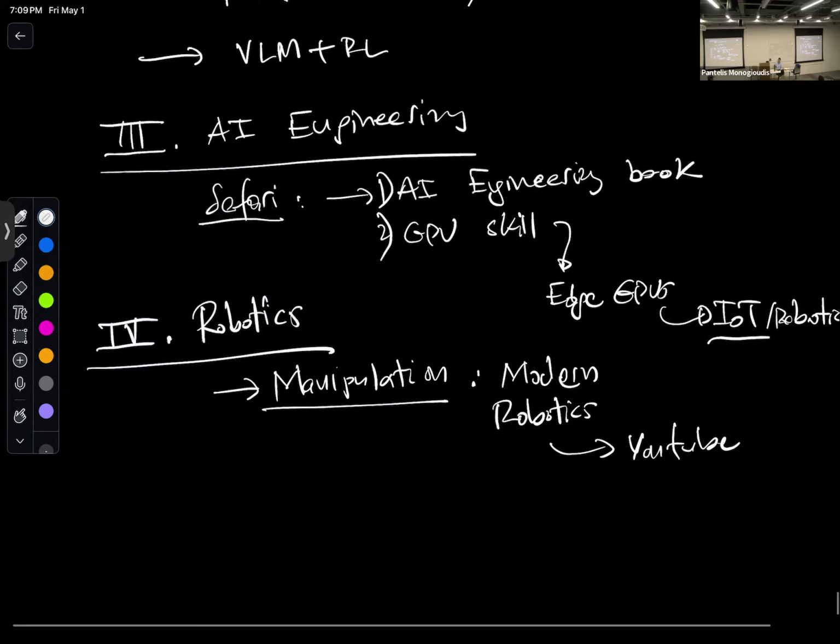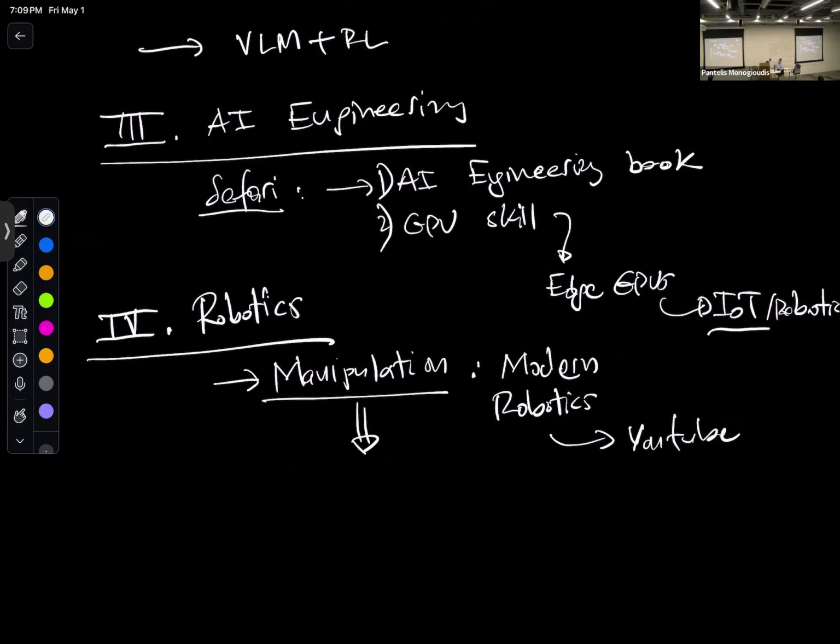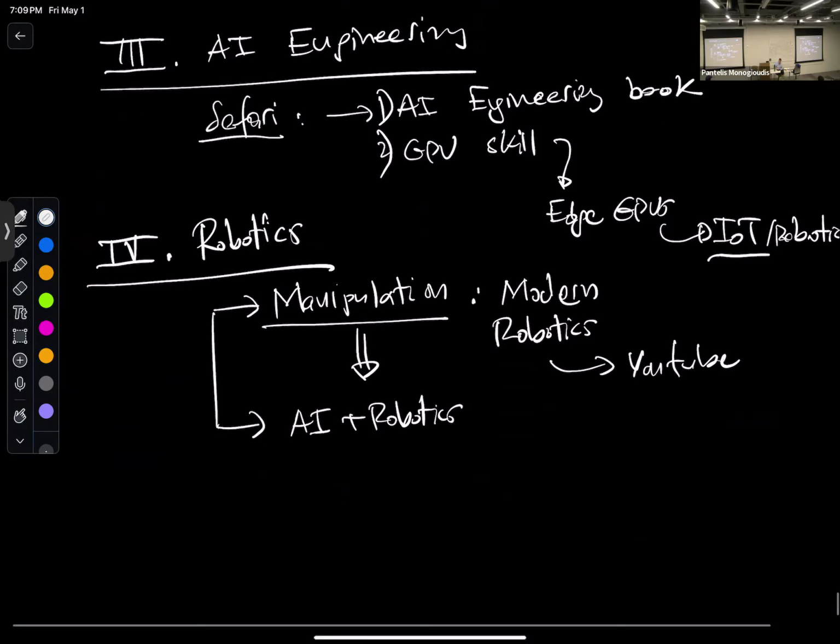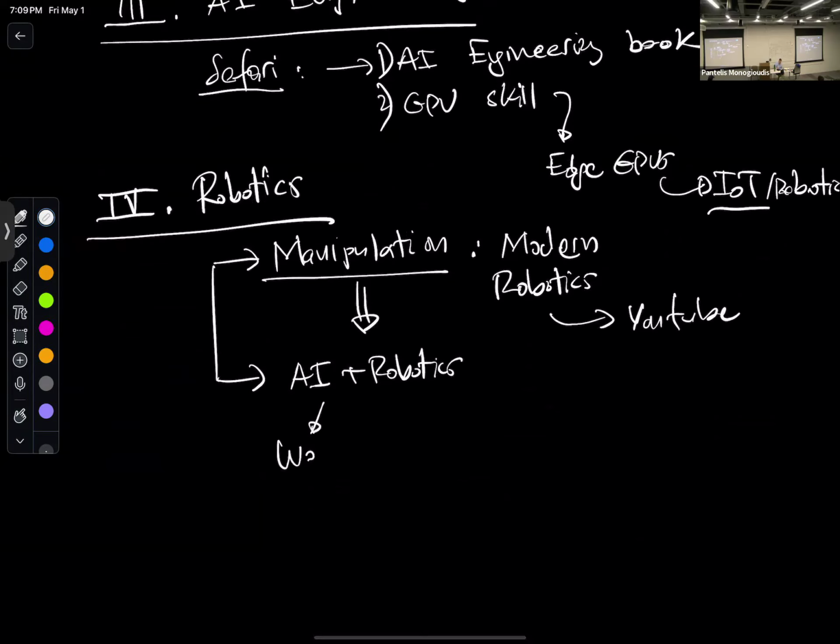And then, of course, after you start to understand some basics of manipulation, not everything, you can start looking at AI plus robotics. In this kind of space, you need to understand world models. You need to understand diffusion heads.